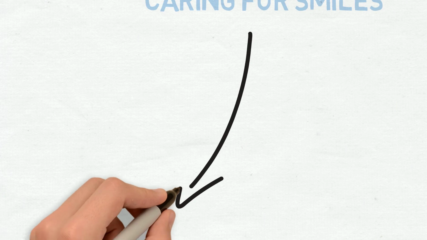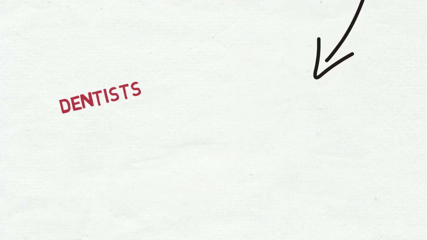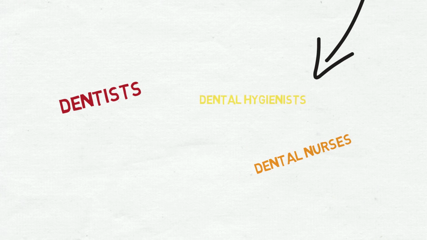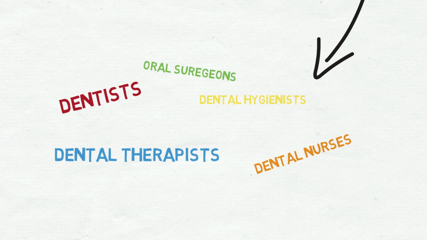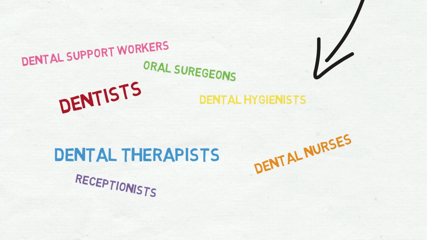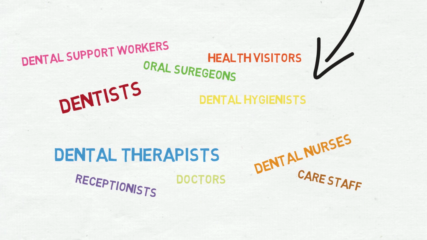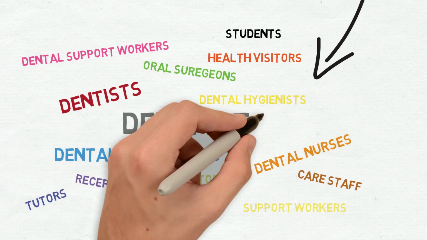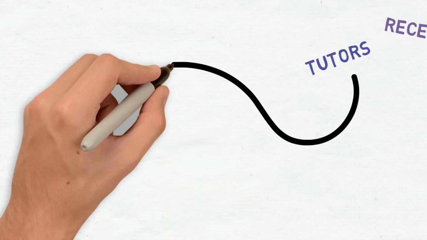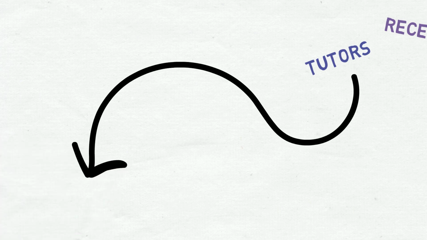There are a number of people who are valuable in delivering the oral health care of patients, such as dentists, dental nurses, dental hygienists, dental therapists, oral surgeons, receptionists, dental support workers, care staff, health visitors, doctors, support workers, tutors, and students, who all make up the dental team and are responsible for looking after patients.